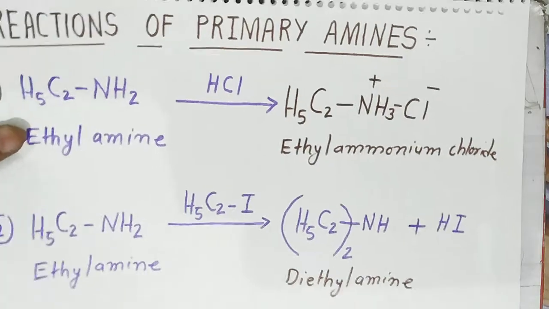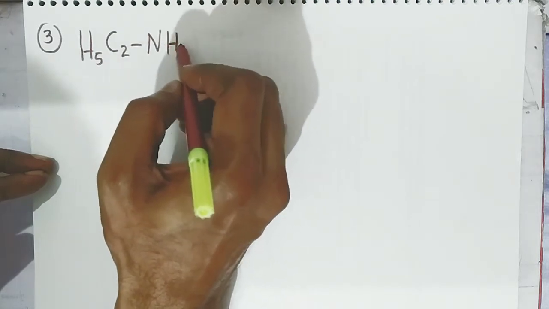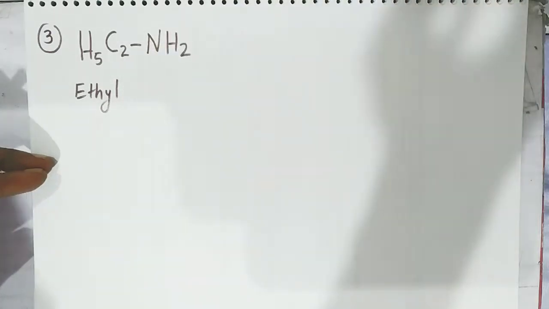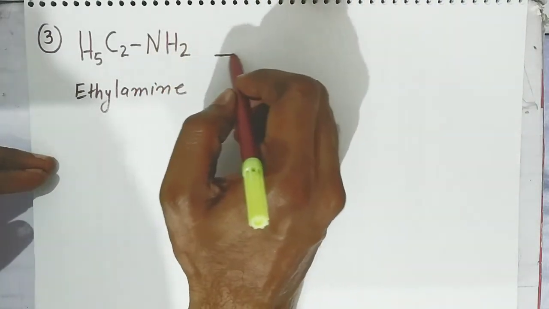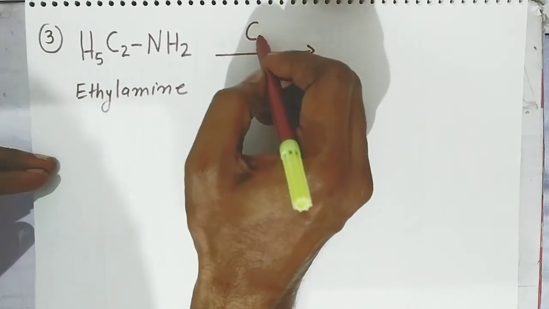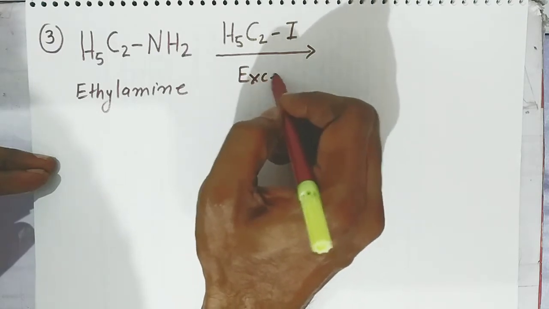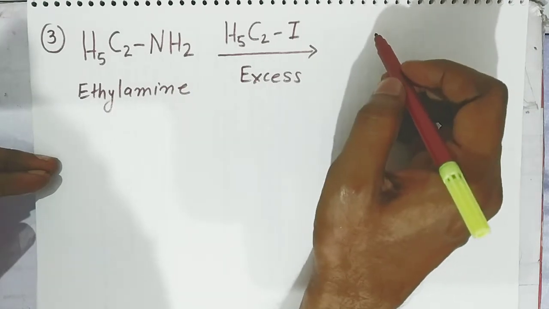Now, students, the third reaction of primary amines we are going to see. Third reaction is, again here we are using ethylamine, which is the primary amine. This ethylamine reacts with the ethyl iodide in excess quantity. What happens? There is a formation of tetraethyl ammonium iodide.